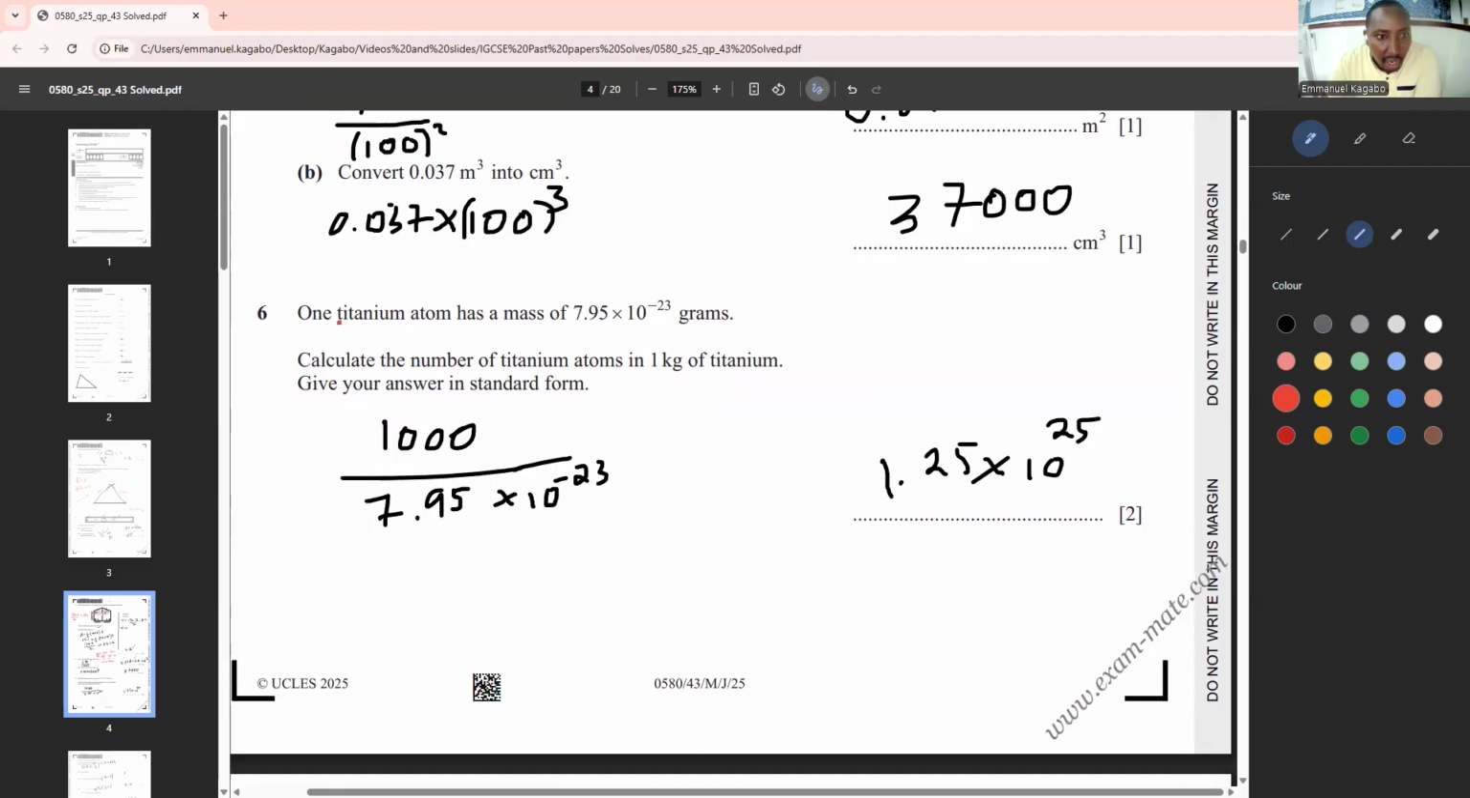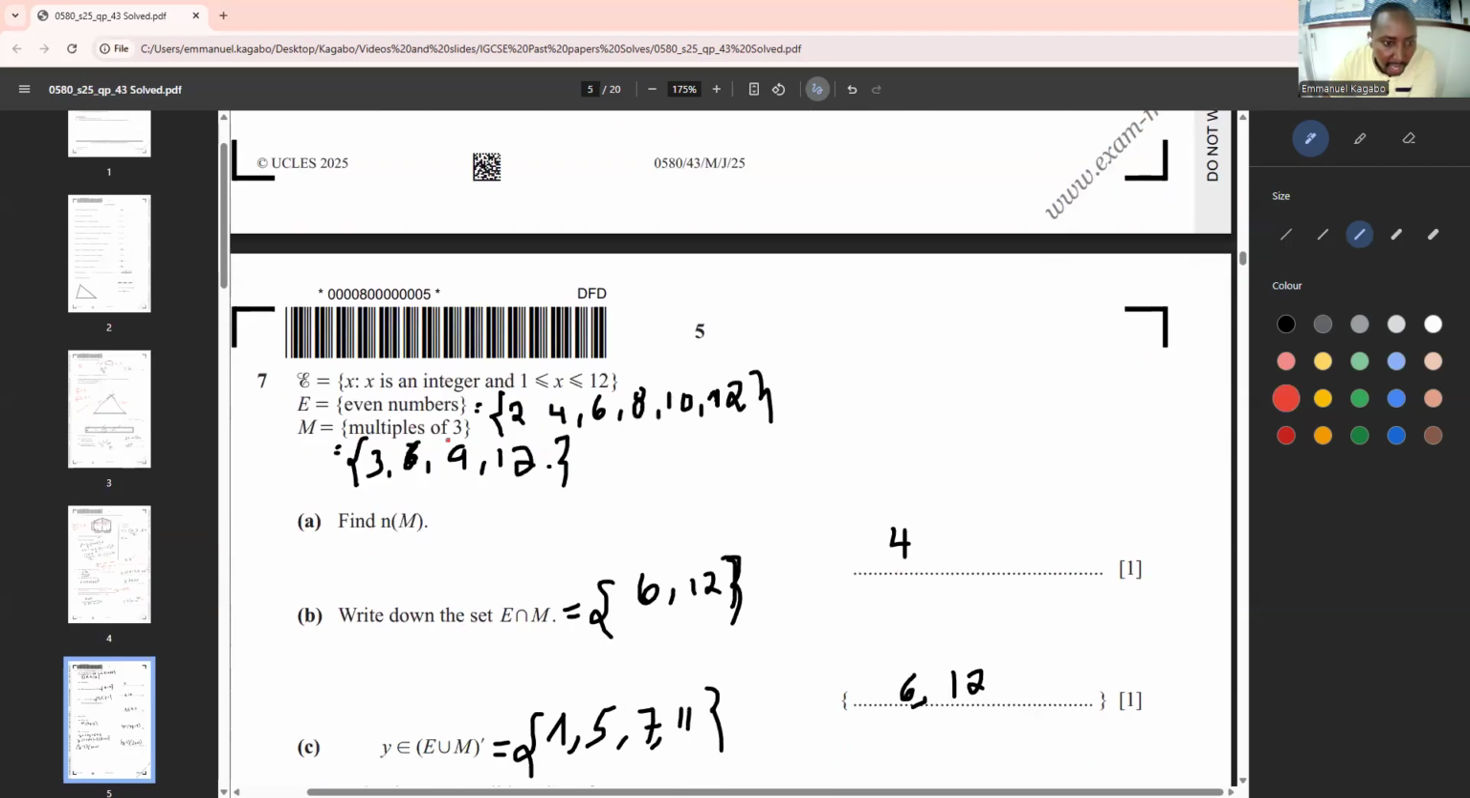Now, one of these is this mass in grams. Calculate the number of titanium atoms in a kilogram. Okay, you have this kilogram and they are this. I hope everyone sees that. You have to convert these to kilograms. So 1 kilogram is 1,000 grams. Because these are grams, I had to convert this one to kilograms. That's why I got 1,000. So we divide to get that, and then you give your answer in standard form. Very good. Here we are.